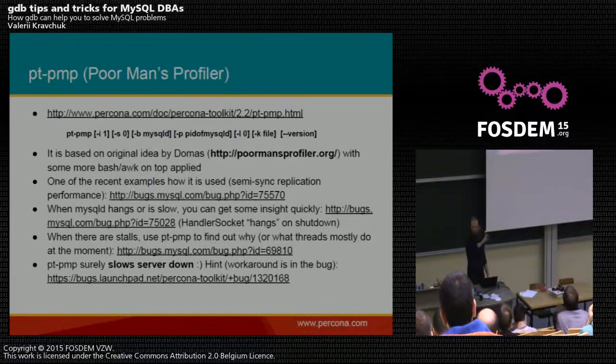So there are 3 examples. They're all interesting and they're all different. And these are real bugs that were found and easily understood because of PTPMP. For example, hanging on shutdown. Okay, you can kill it, but you would like to understand why.